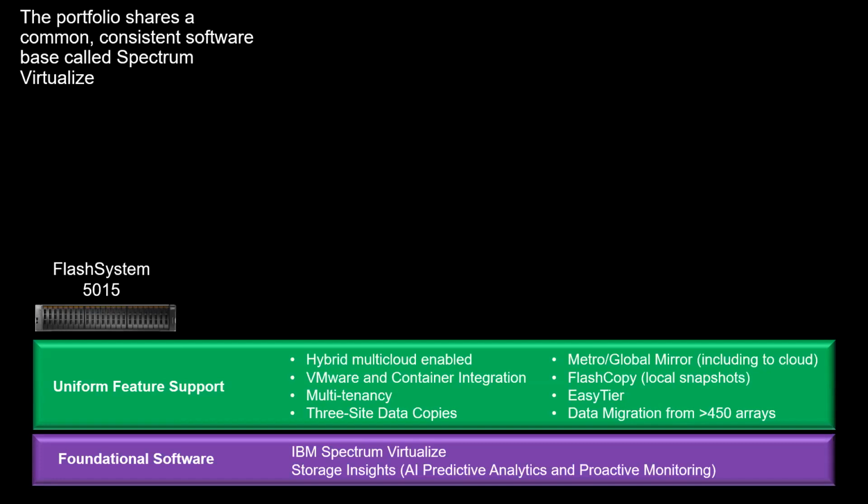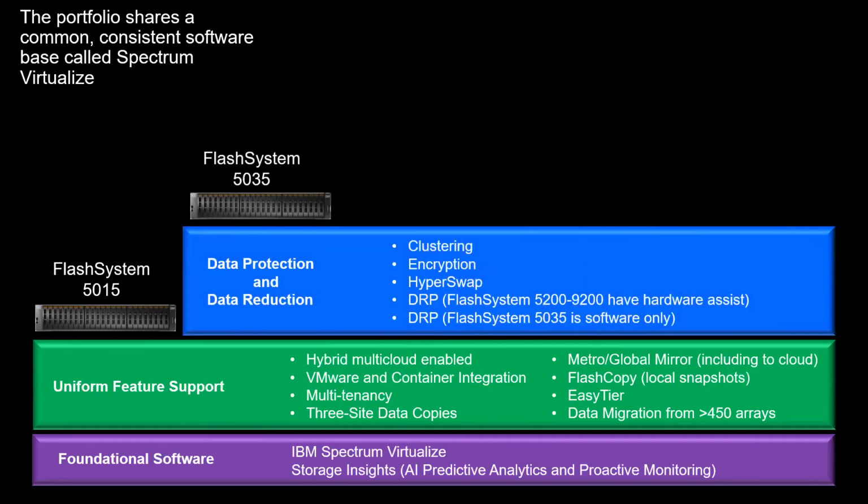It mentions we have hybrid multi-cloud functions enabled, VMware and containerization integration. On top of that, we have multi-tenancy, 3-site data copies, Metro and Global Mirror, and of course we have Easy Tier, FlashCopy and so on. The second family line will be the 5035. For this particular model, as I mentioned earlier, all of this also comes along with IBM Spectrum Virtualize and a Storage Insights monitoring tool.